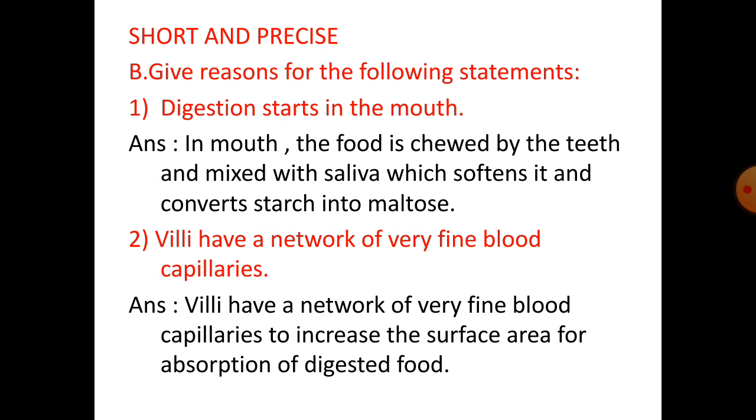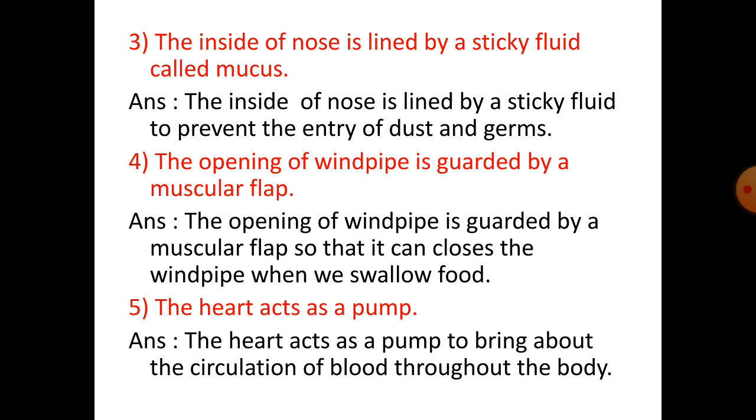Digestion starts in the mouth. In the mouth, the food is chewed by the teeth and mixed with saliva, which softens it and converts starch into maltose. Number 2. Villi have a network of fine blood capillaries. Villi have a network of very fine blood capillaries to increase the surface area for absorption of digested food.